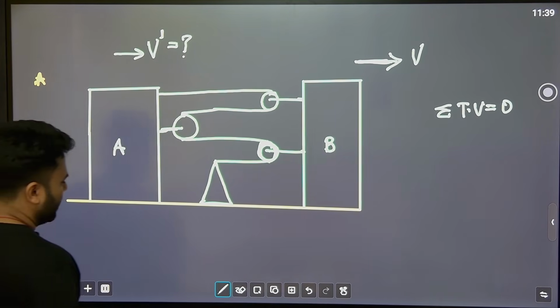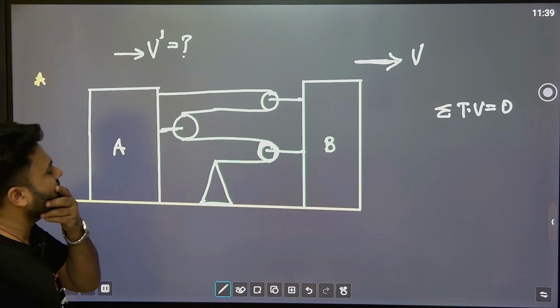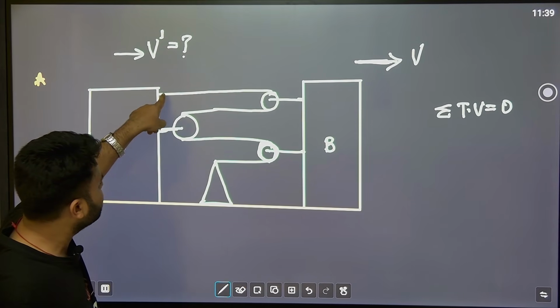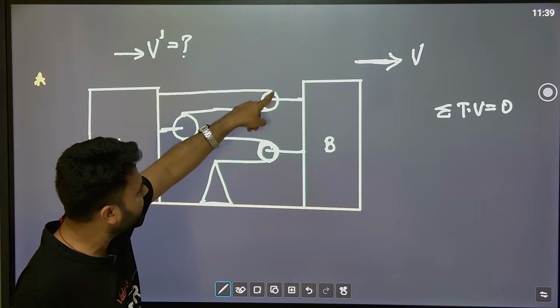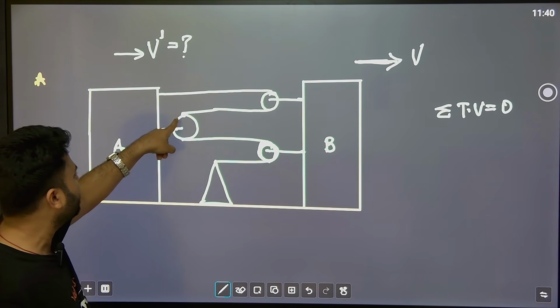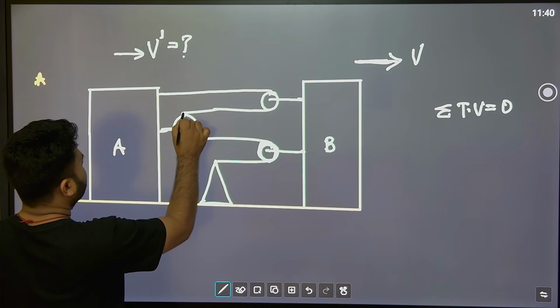So see how we are going to do. First of all, try to understand the question. Here we have one pulley, here we have one pulley, here we have one pulley. This is one string. It is attached to this pulley, it is wrapped over here, again it is wrapped over here, and again it is wrapped over here.